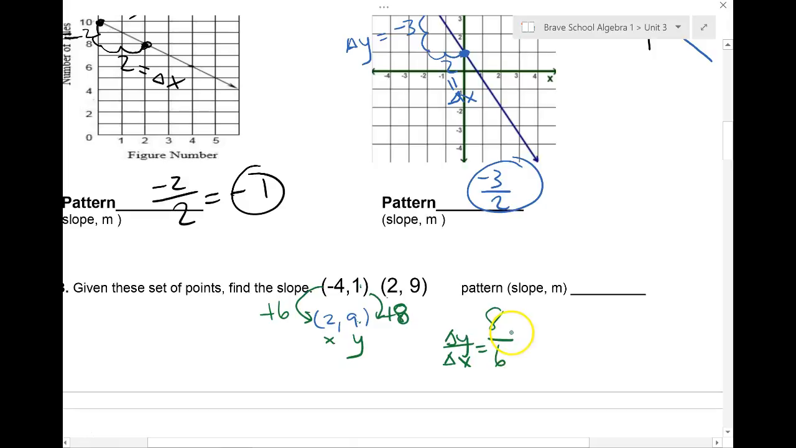But now we have to check, can we simplify that? Is there a number you can divide into both of those? And there is. And the biggest number you can divide is 2. So I'll divide 2 here. Divide 2 here. 8 divided by 2 is 4. 6 divided by 2 is 3. And that is our slope, 4 over 3.